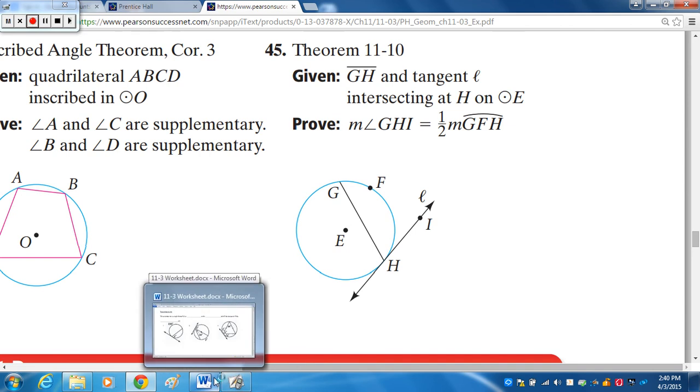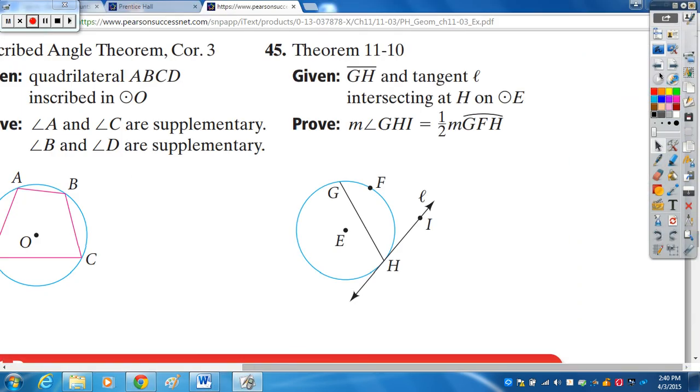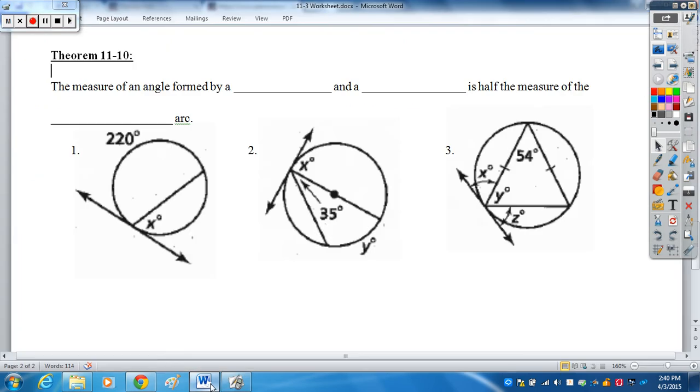All right, now let me get this up here. We're going to take a look at the worksheet from yesterday. So if you don't have that worksheet out, I want you to continue filling out the rest of the worksheet here. But Theorem 11.10 says this: the measure of an angle formed by a chord and a tangent line is half the measure of the intercepted arc.